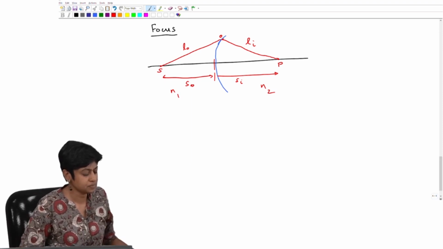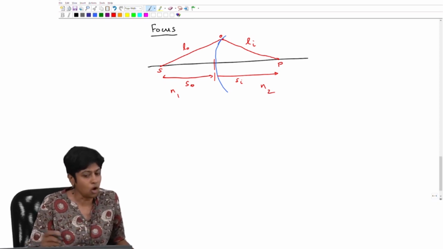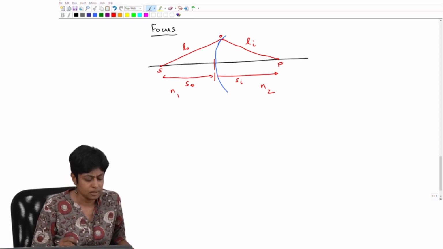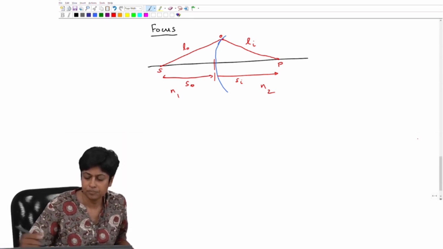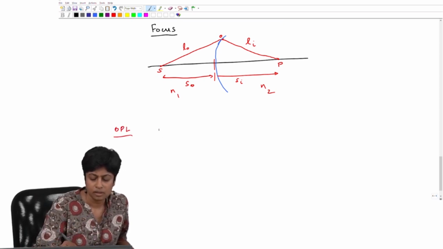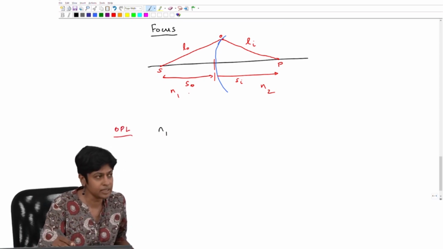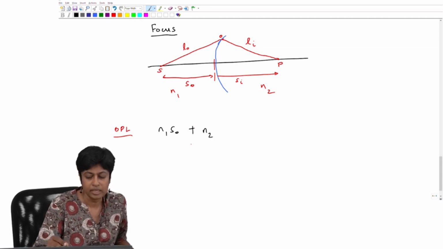Okay. The optical path length of the ray travelling along the optical axis, right, will be N1, the refractive index, into the physical distance S naught, plus N2 into the physical distance in this medium, which is Si.